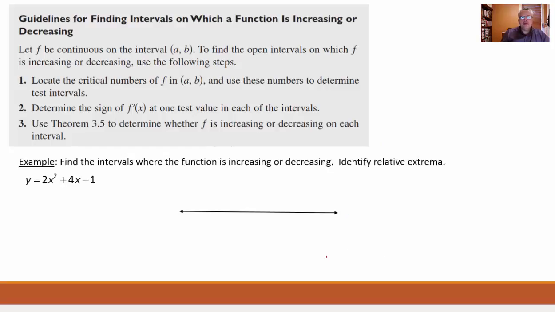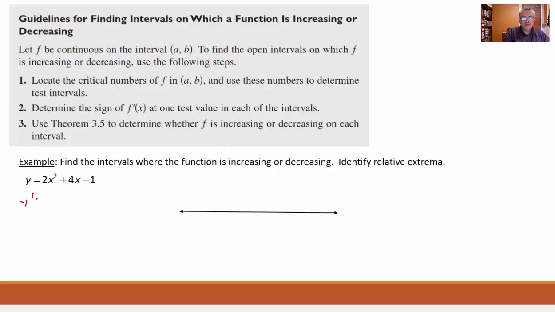So there are several steps. The first step is to find the critical numbers, to set the derivative equal to 0 and find where it's equal to 0 or undefined. And then we're going to use a number line to help us figure out the intervals where the function's increasing or decreasing. Okay, so here we go. We're going to do step 1. We're going to locate the critical numbers. So we're going to find y prime and set it equal to 0.